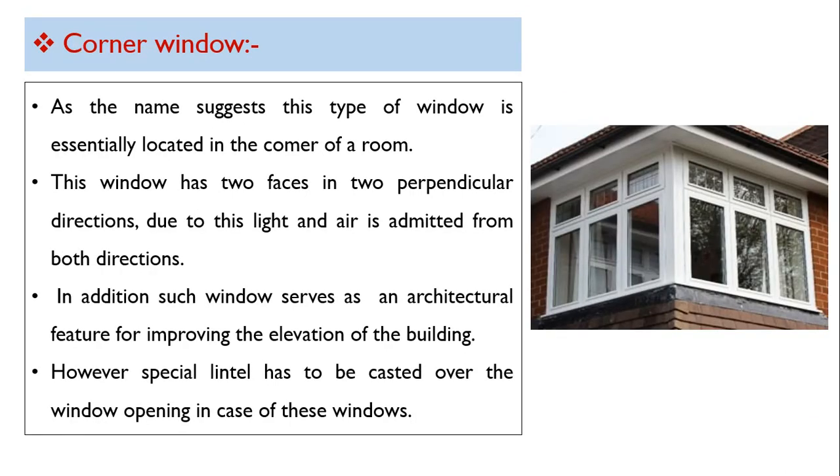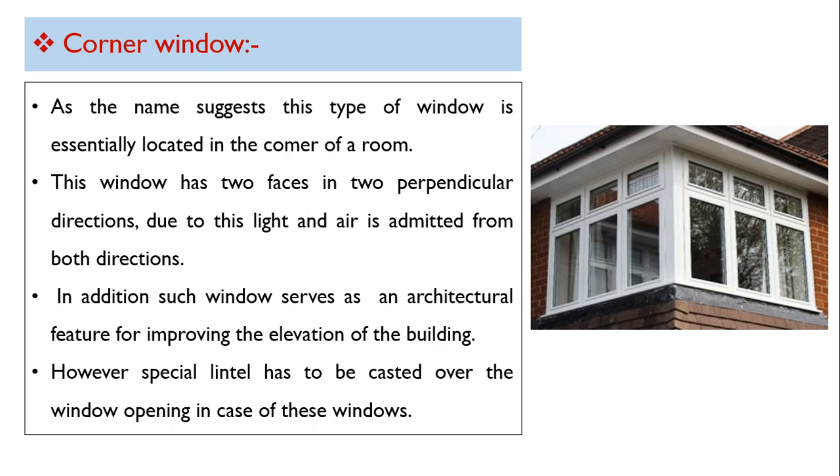Now next is corner window. As the name suggests, the windows which are provided in the corner of the room or corner of the building like this are called corner windows. So it is having L shape. As the name suggests, this type of window is essentially located in the corner of a room. Here also there is a spelling mistake, corner of the room. This window has two faces in two perpendicular directions. Due to this, light and air is admitted from both directions.